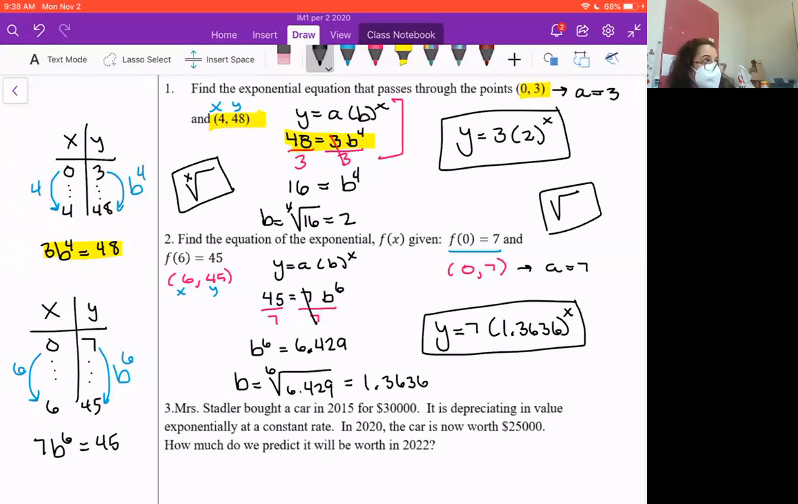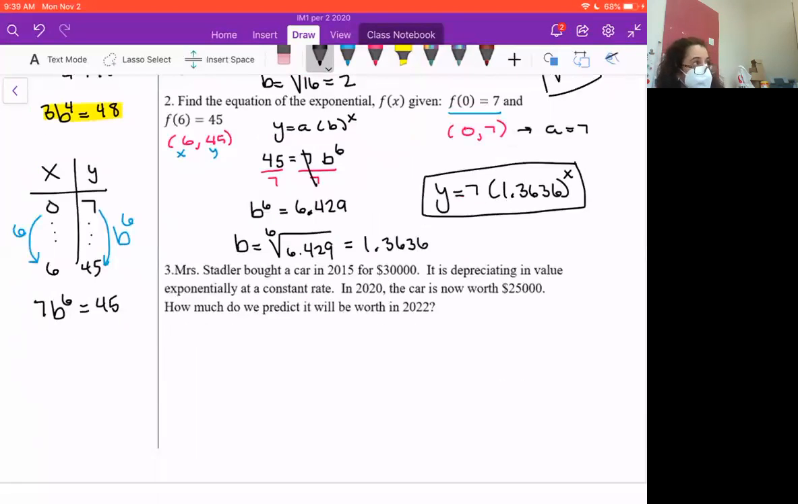So whether you think of it as I'm just plugging values into y equals a times b to the x, or if you think about it as it's a table, how many times do I multiply by b? Because it's a multiplication geometric sequence. You're just multiplying by your multiplier however many times. It doesn't matter. You'll get the same result either way.